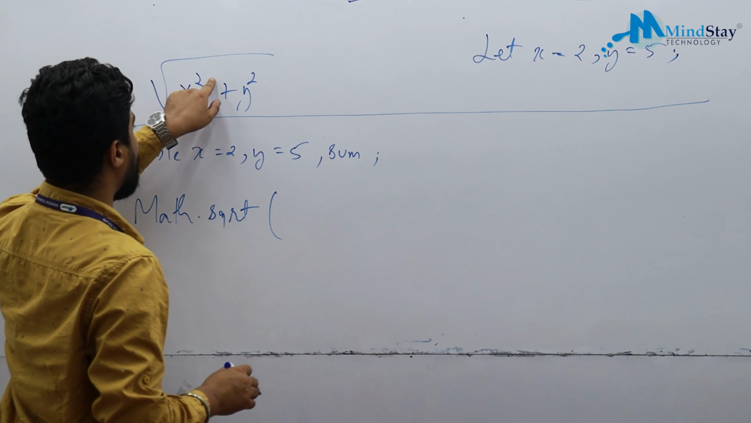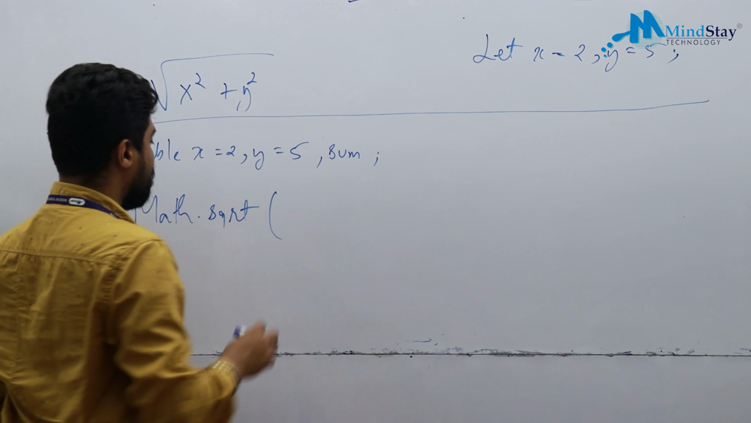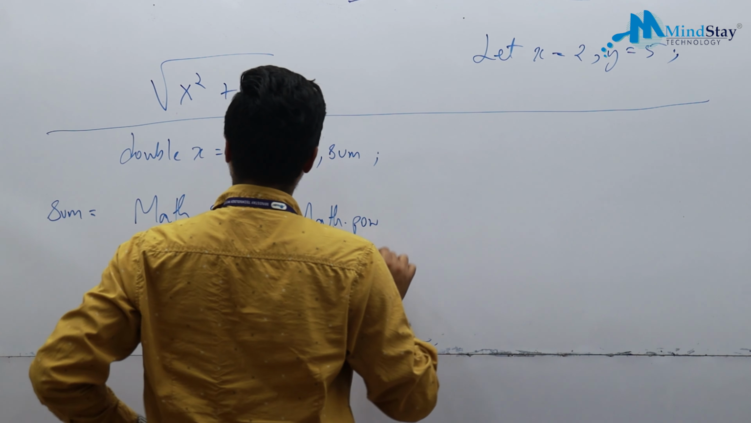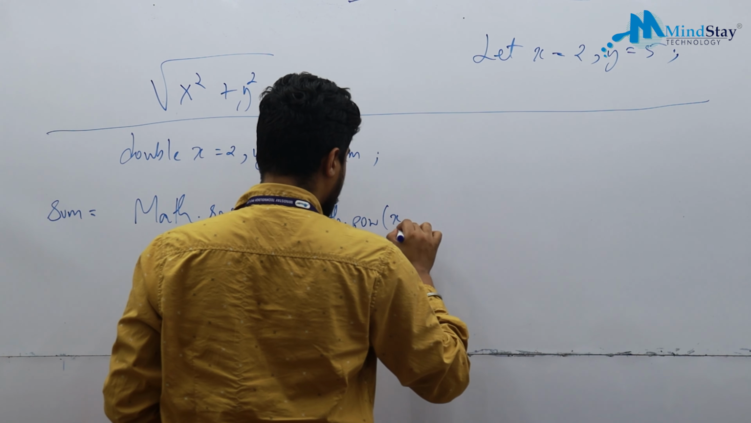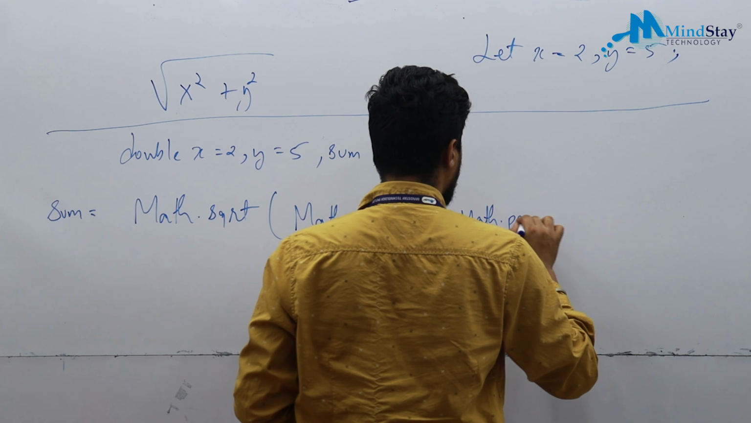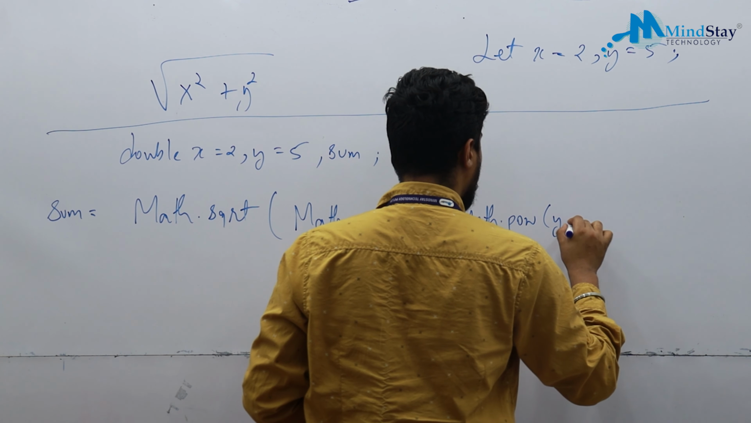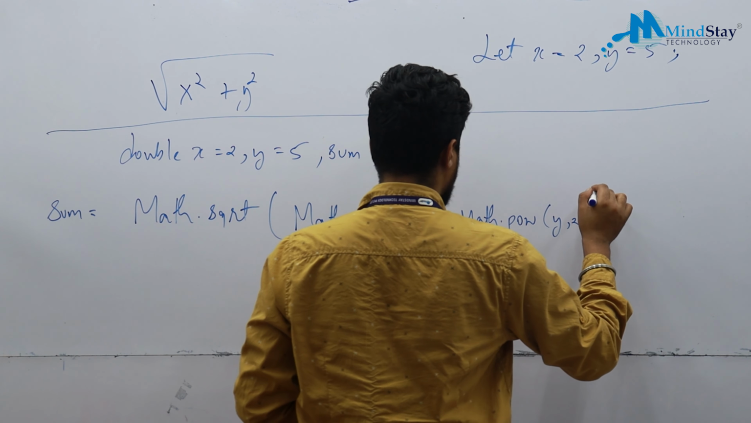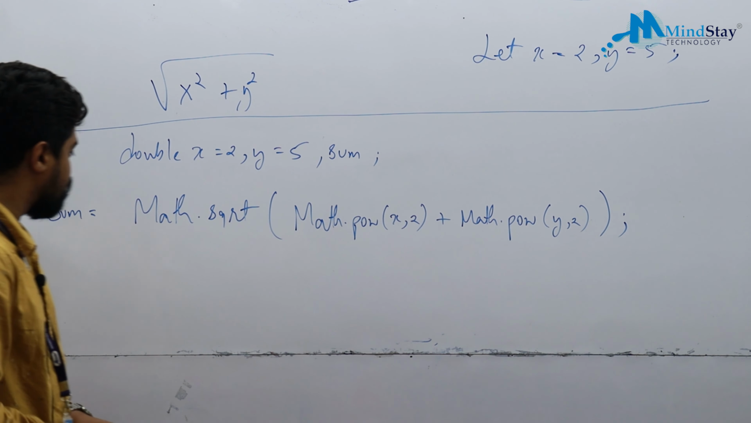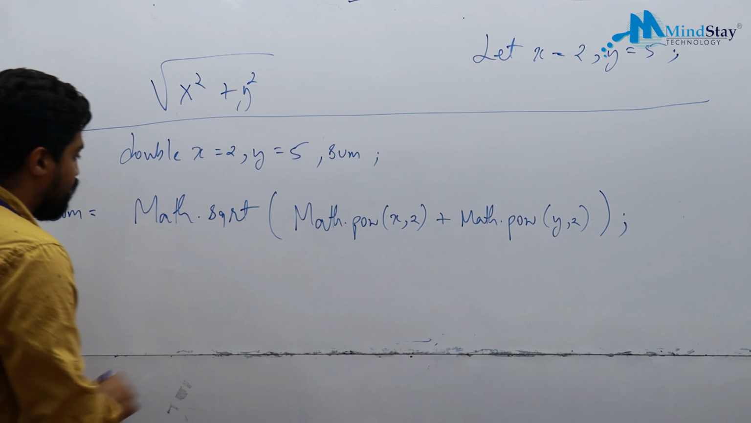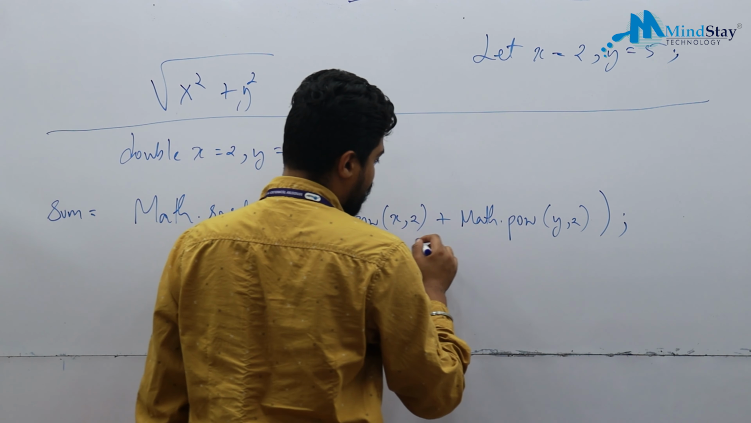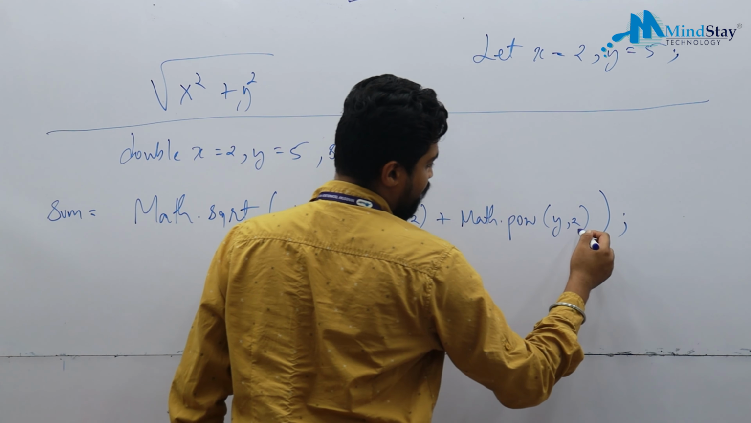Now inside the sqrt, what is happening? You're having x to the power 2 plus y to the power 2. So inside it, math.pow x comma 2 plus math.pow y comma 2, and you can close it wholly. If you see what is happening, first you are finding the power of x squared, x comma 2, and then you are finding the power of y comma 2.